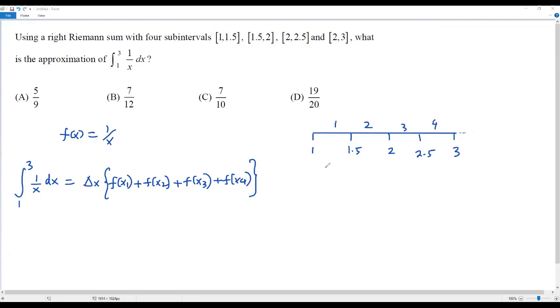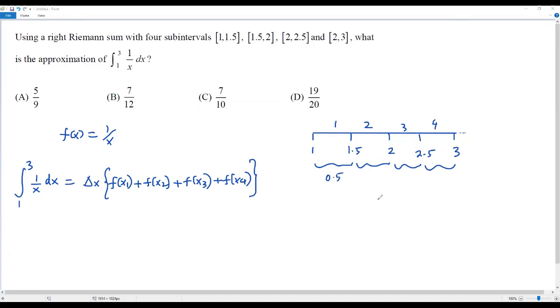For the first subinterval, the right endpoint is 1.5. For the second subinterval, the right endpoint is 2. For the third one, the right endpoint is 2.5. The fourth subinterval's right endpoint is 3. So the value of x1 is 1.5, the right endpoint of the first subinterval, x2 is 2, the right endpoint of the second, x3 is 2.5 and x4 is 3. And delta x is the width of each subinterval, so clearly the width of each subinterval is 0.5.